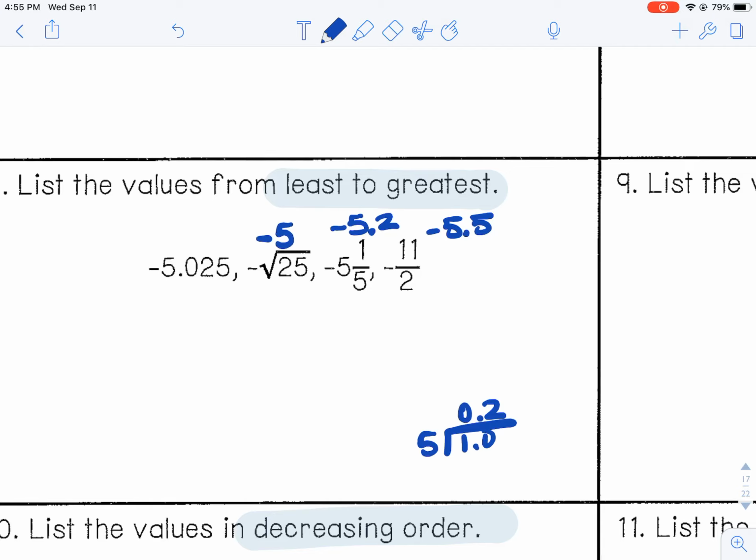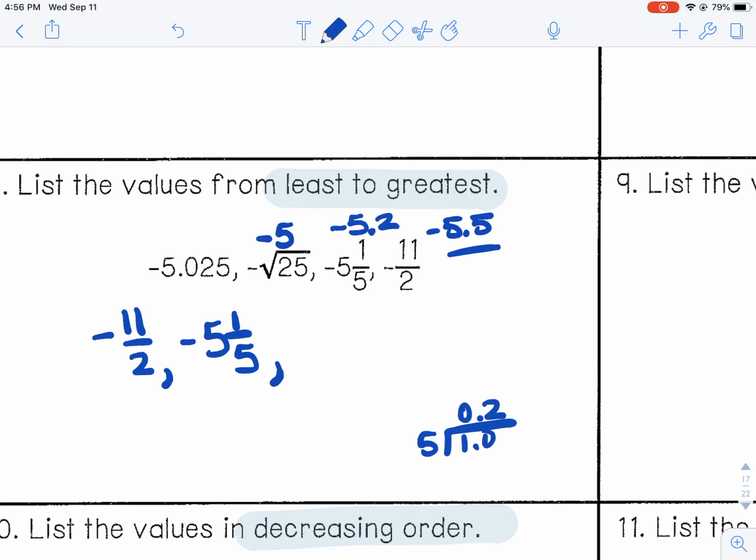Okay, so again, we're going from least to greatest. In the case of them all being negative numbers, the most negative number will be the smallest number. In this case, that's going to be negative 5.5. In its original format, the smallest number in here is negative 11 over 2. Okay, I need to look for the next smallest number, or the next most negative number, which would be negative 5 and 1/5.